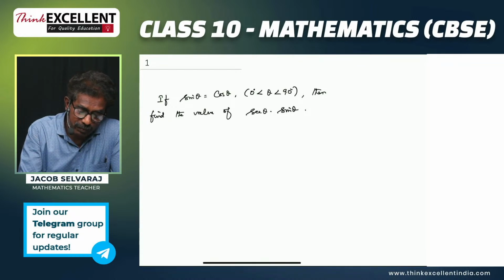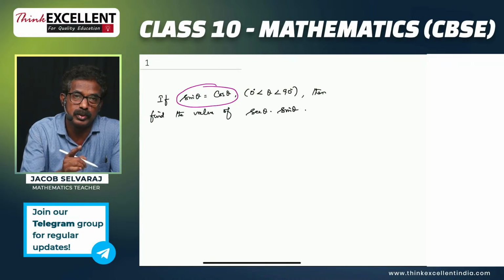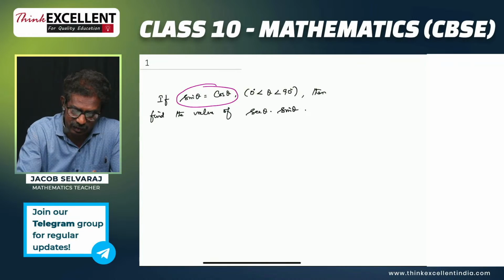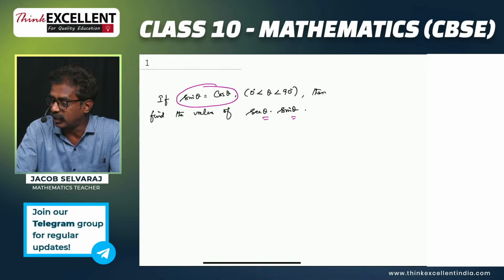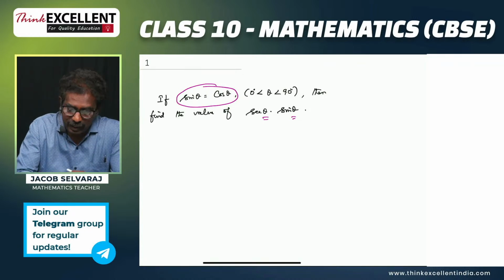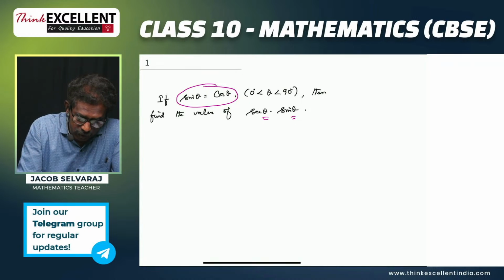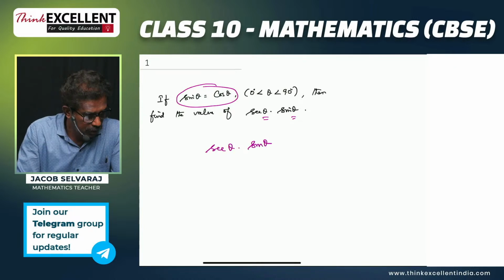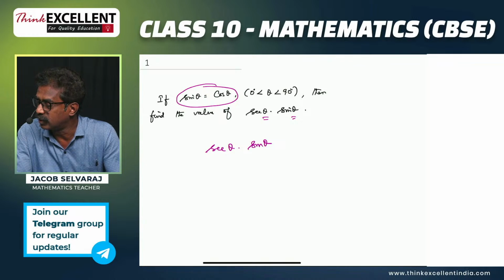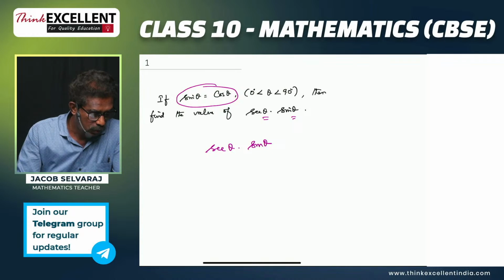There are many ways for this sum. One method is sine theta equal to cos theta. Just now I said sine theta equal to cos theta means theta is equal to 45 degree, right? So here theta you can put 45. Then if you know the values, you can do that. That is one method. And there is another method. Secant theta into sine theta. Yes, 1 is the correct answer.